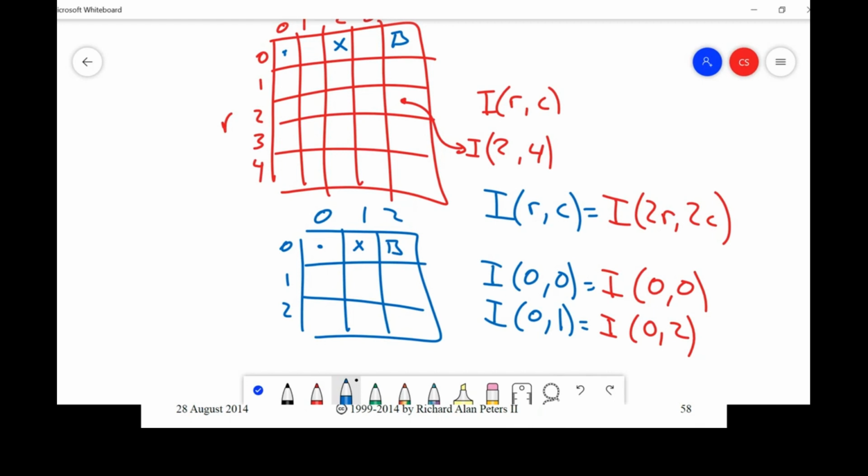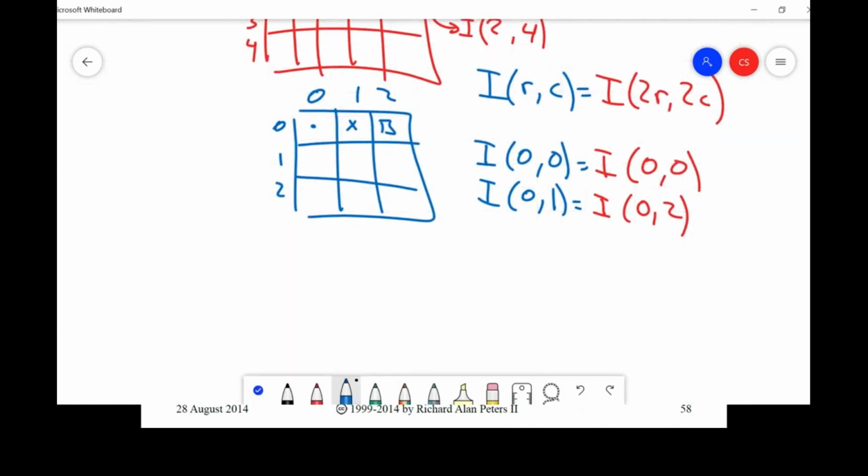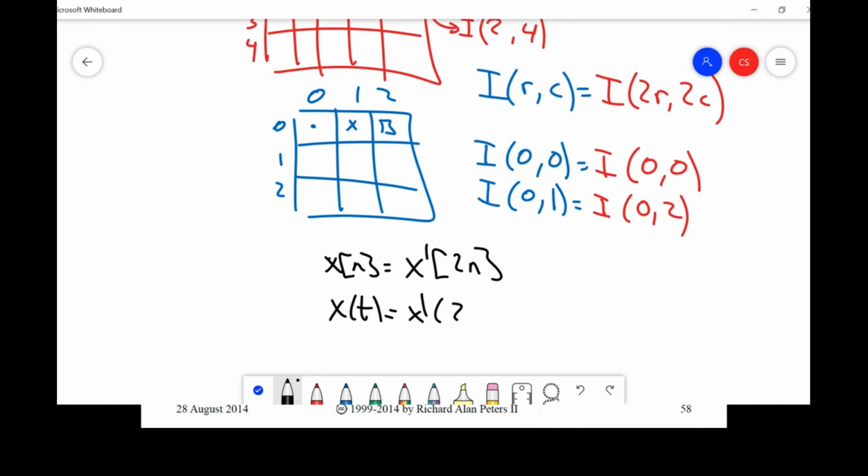Okay, this is something that you have already done in 1D signals. So in 1D signals, you are used to this kind of transformation. So for instance, you say x of n is equal to some other x prime at 2n, for instance. So that is what we are doing, or the same for t. So x of t is x prime of 2t. And scalar transformations are not the only ones. In general, you can put there any transformation that you like.